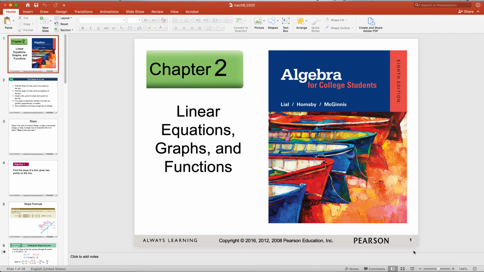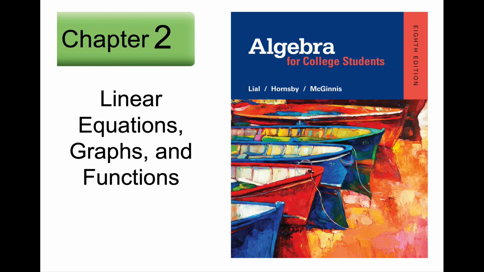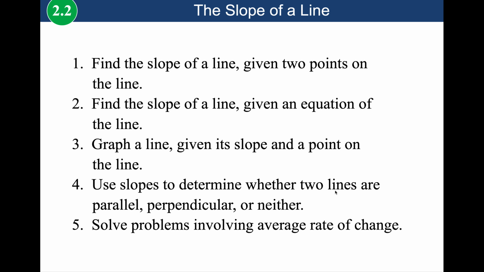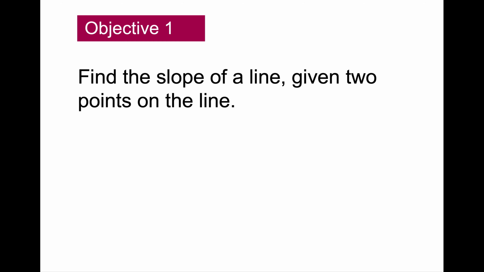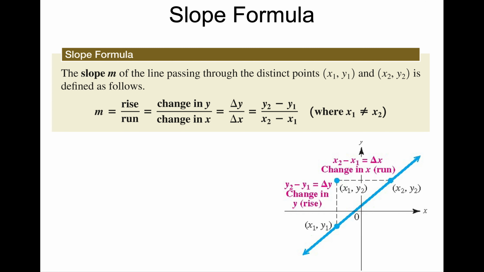We're going to continue on learning about graphing, and we're going to be working with slope in this lesson. So the slope is a ratio of the vertical change, which we call rise, to the horizontal change, which we call run. So a lot of times you hear the phrase slope is rise over run, and this is where that comes from. So first let's explore finding the slope of a line given 2 points on the line.